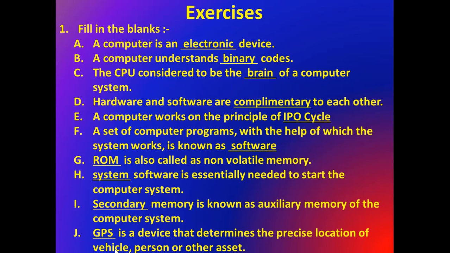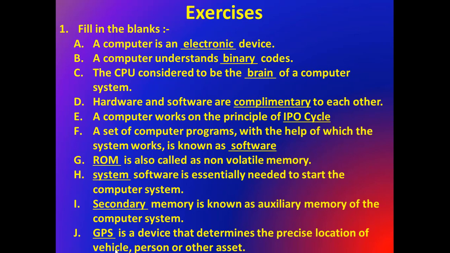Students, now it's time to solve the exercise. Are you ready? Read the questions carefully. First is the fill in the blanks. A computer is an electronic device. A computer understands binary code. Students, binary code, you can also call it machine code. Next, the CPU is considered to be the brain of a computer system. Students, you have to listen to this. Brain of computer is CPU.